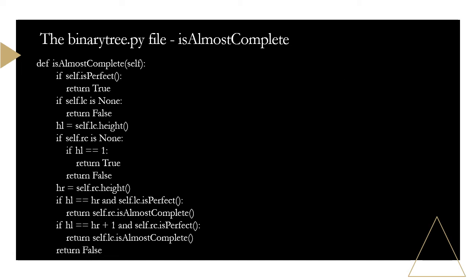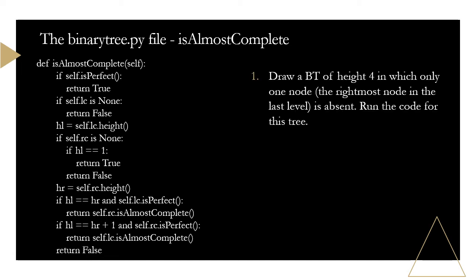Here are two things that I want you to do. Draw a binary tree of height 4 in which only one node, which is the rightmost node in the last level, is absent. All levels are filled. In the last level, the last node is missing. Run the code for this tree.